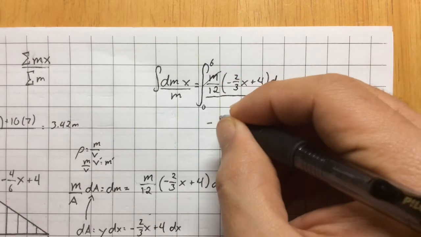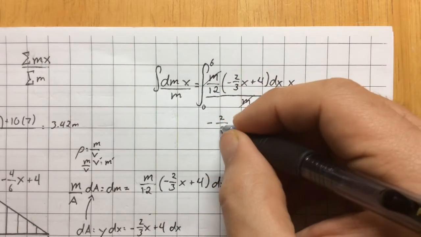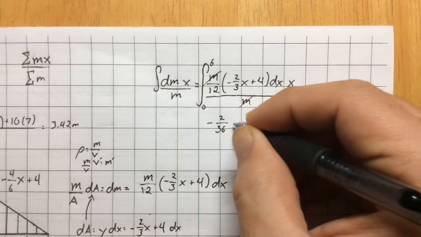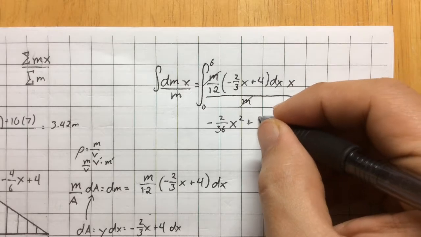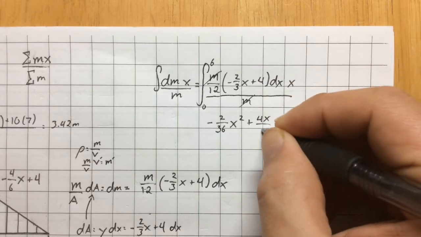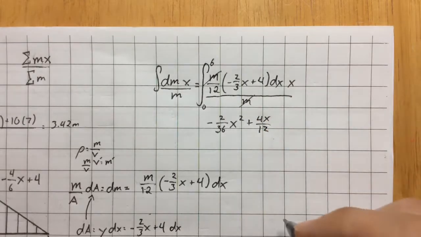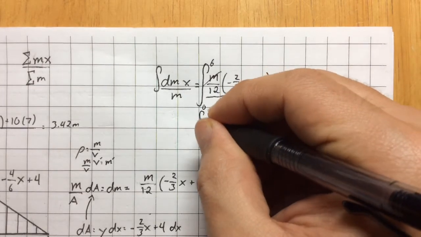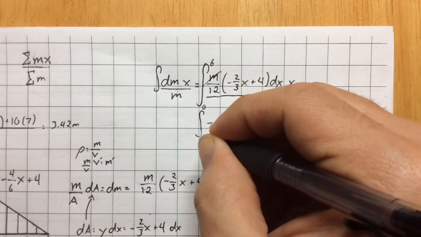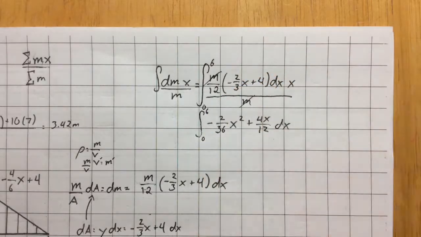I've got negative 2 over 12 times 3 is going to give you 36 x squared plus 4x divided by 12, because that needs to be distributed too. And we've got the x on the outside, and we are adding all of them up, and my pen's dying, from 0 to 6.